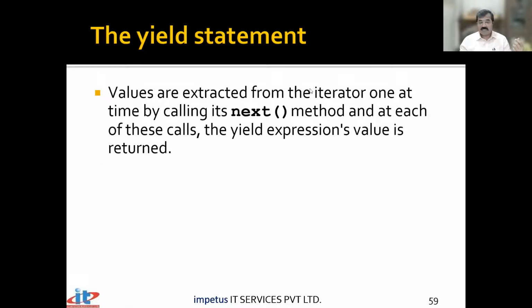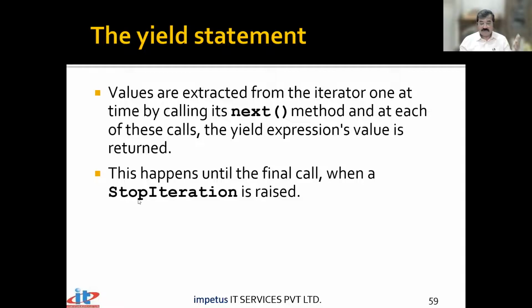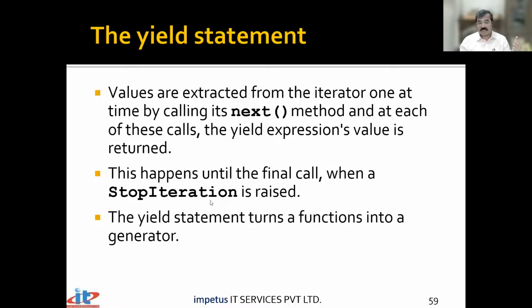The values are extracted from the iterator one at a time by calling the next method. Exactly what we did. So we will now create something like an iterator. And at each of these calls, the yield expression's value is returned. Yield can be followed optionally by some value, and it returns that value. If you don't give yield anything, it will return None. But you can give a value that yield is supposed to return to the caller. So every time a yield statement is encountered, it will return a value to the caller. And once it has finished with all the calls, it will raise a StopIteration error.